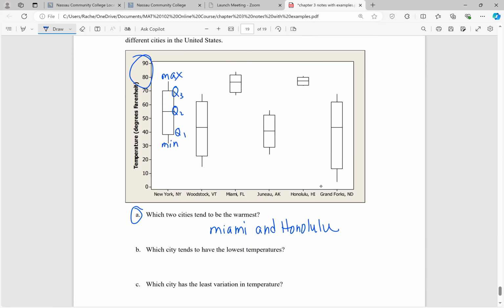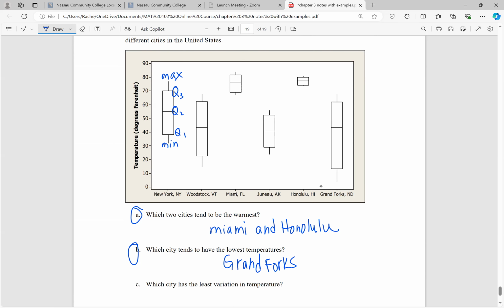The next question says, which city tends to have the lowest temperatures? So we want to look for the whisker that is the longest in terms of going down to the lower temperatures. Which box plot tends to gravitate towards the lower temperatures? If we look at Grand Forks, we have a min all the way down here, which seems to be in the lowest temperatures compared to all the other cities. So the city that tends to have the lowest temperatures is going to be Grand Forks.